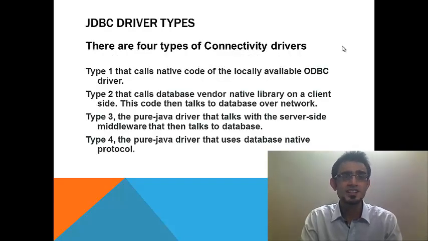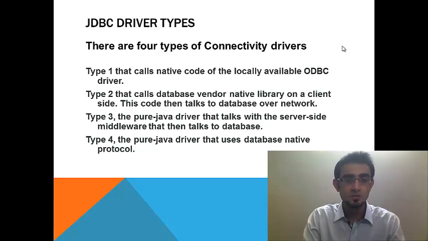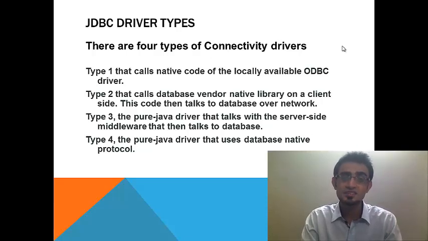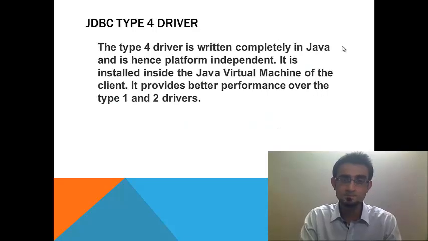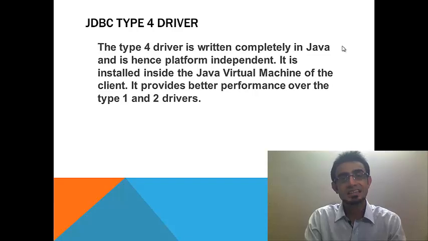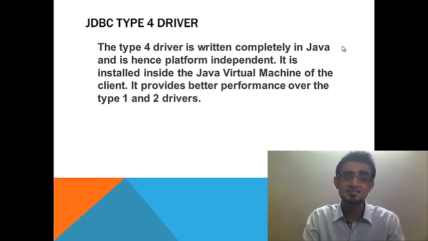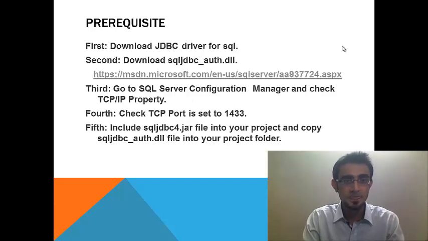There are four types of JDBC driver: Type 1, Type 2, Type 3, and Type 4. Today I am going to talk about Type 4 database connectivity. Why? Because it is purely written in Java. Type 4 database connectivity, as I told you, is written completely in Java and it is platform independent. It is installed inside the JVM of client's machine. That's why its performance is much better than Type 1 and Type 2 drivers.